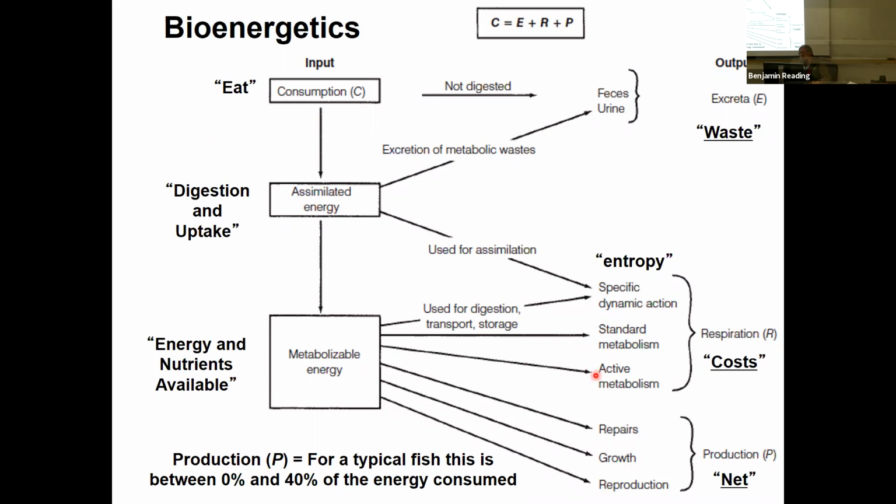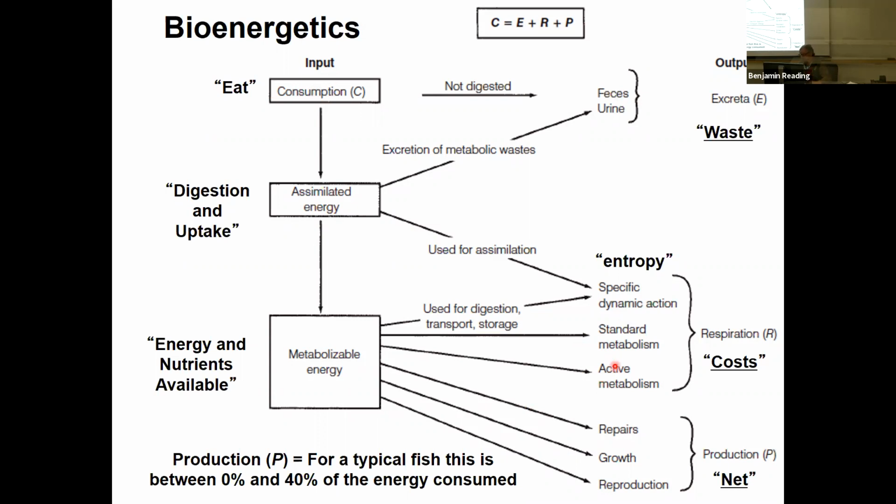Lord forbid another fish is chasing you to eat you and you've got to swim away. You have to evade a predator. Or you're hungry and you have to get more of this consumption, and you've got to pursue something. You've got to go out and get it. There's a cost to active metabolism. You're swimming around, you're using your muscles. That's not free. It costs energy.